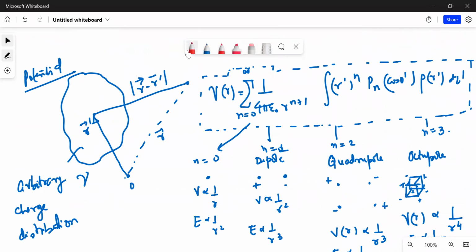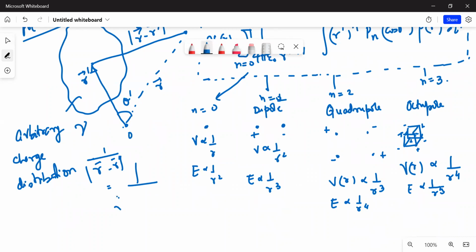So if this angle is theta dash, you know that this mod of r vector minus r vector dash can be written as 1 upon root over r square plus r dash square minus 2r dash r cos theta dash. And this particular thing serves as the generating function for the Legendre polynomial. Is that clear?